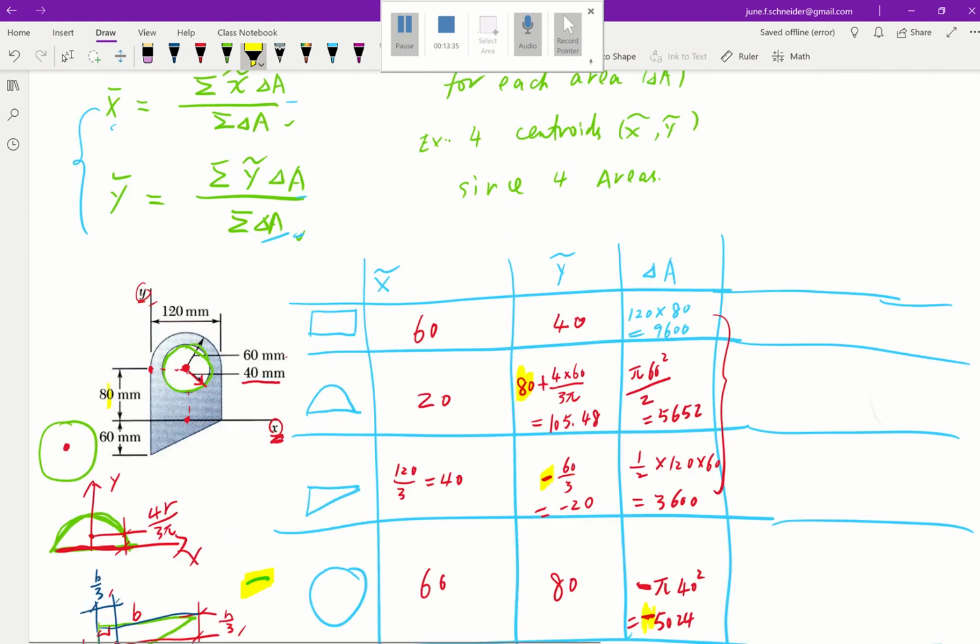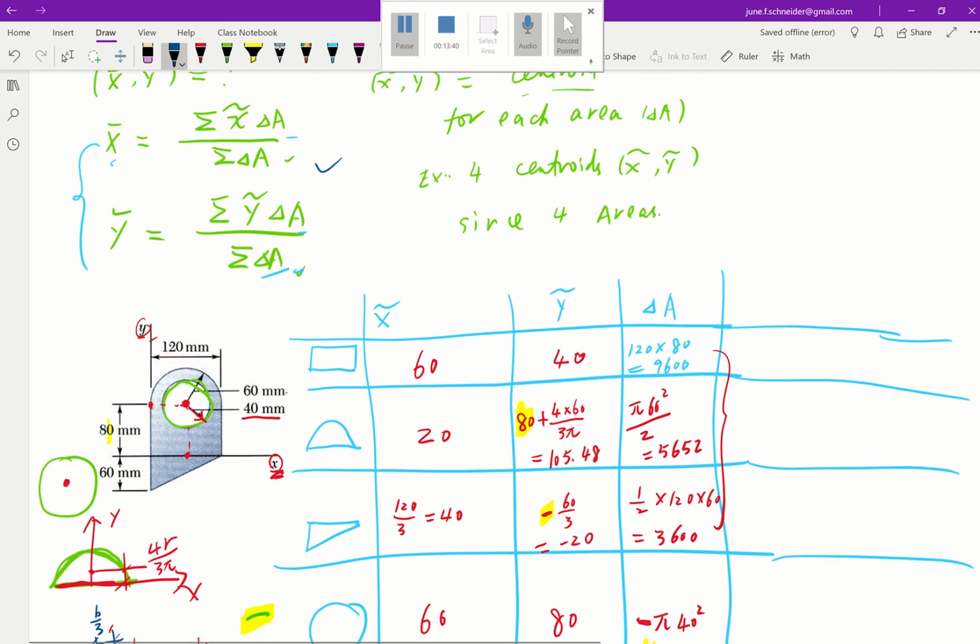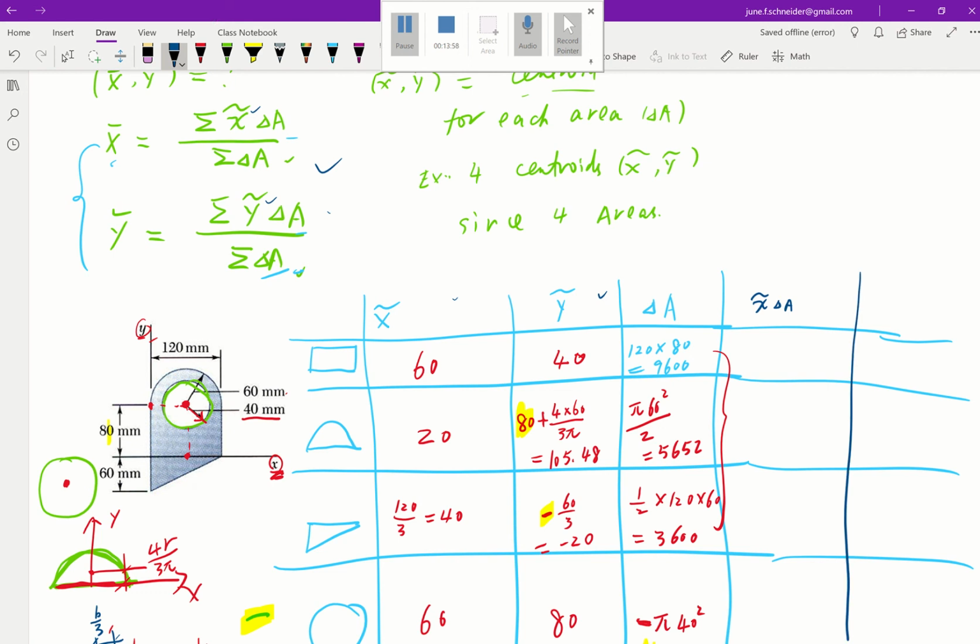Okay, so we have all of those. In order to go back and solve for X bar, we have X tilde, we have our Y tilde, delta A. Then we need to actually find the product of X tilde and delta A for each individual area. That's the numerator. We also need Y tilde times delta A. So for this first shape, X tilde is 60 and our delta A is 9600. So that's going to be another value we need to calculate. 9600 times 60 will give us a huge value, 576,000. We'll do the same thing for Y tilde, which is 40 times 9600.